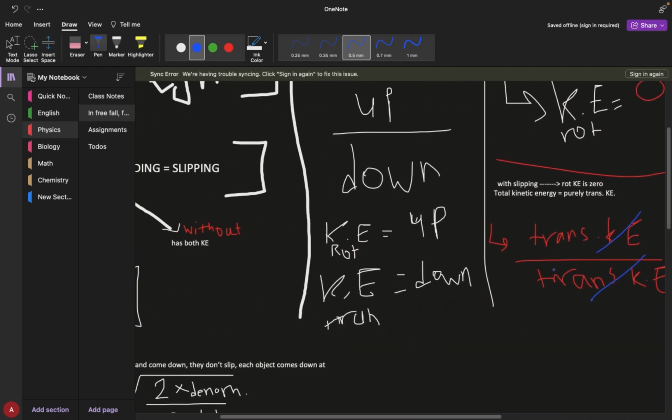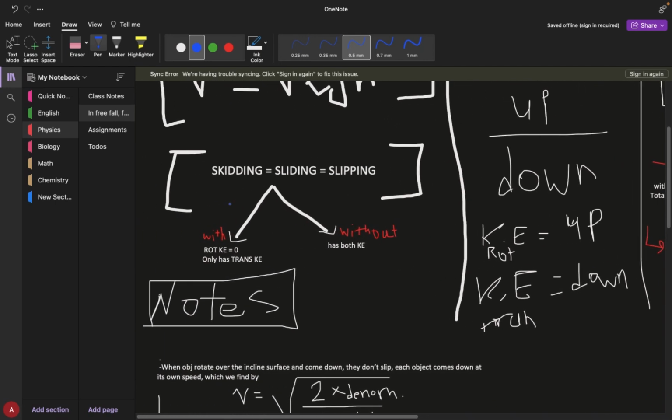When my friends posted it, it was amazing. I want you to memorize this like your own nose. With skidding, sliding and slipping, rotational kinetic energy is 0. It only has translational kinetic energy. Typically, this question targets the ratio between the kinetic energies. If it asks you for translational kinetic energy, no problem, but I don't think it will ask for that. It will simply focus on the ratio, which is very nice.